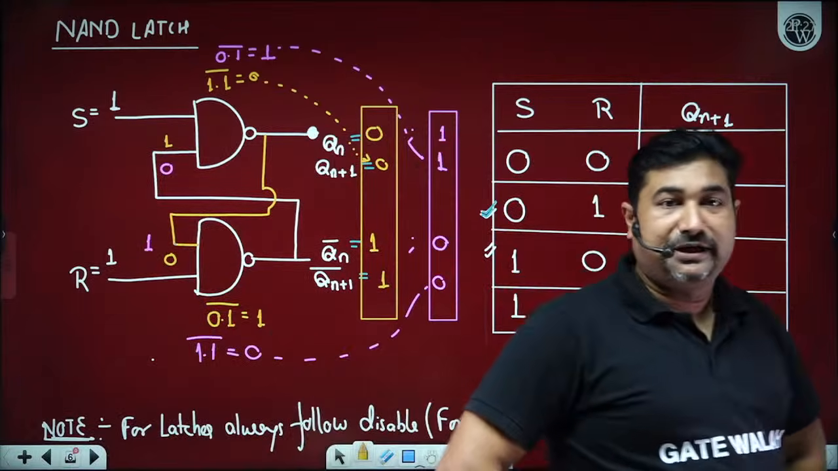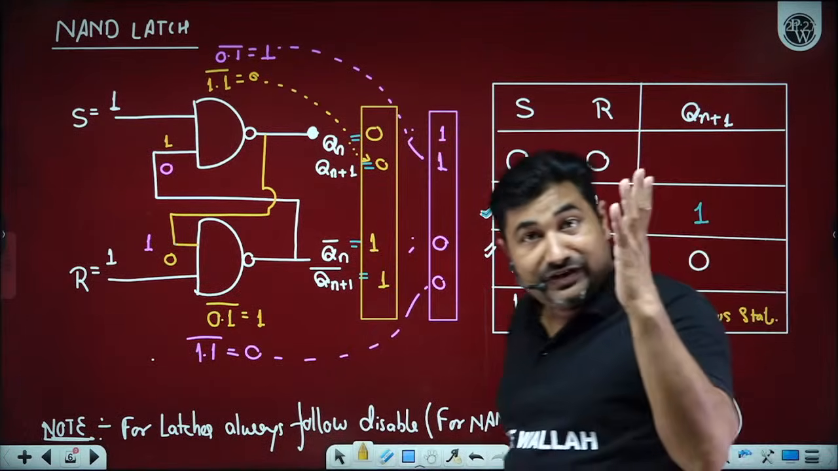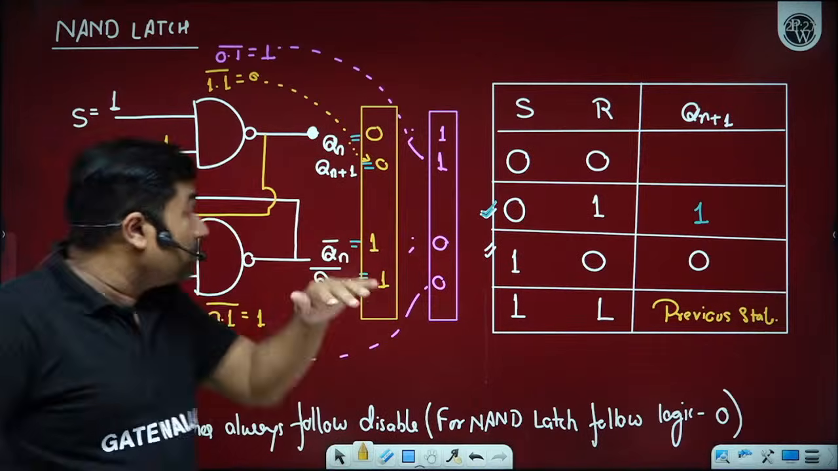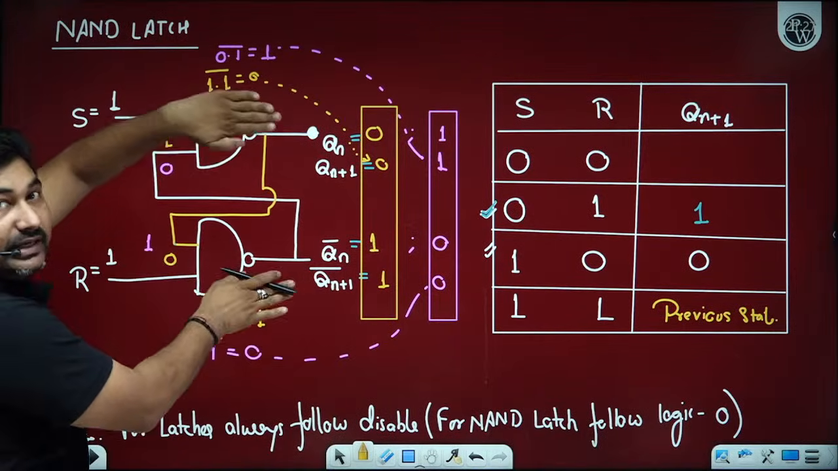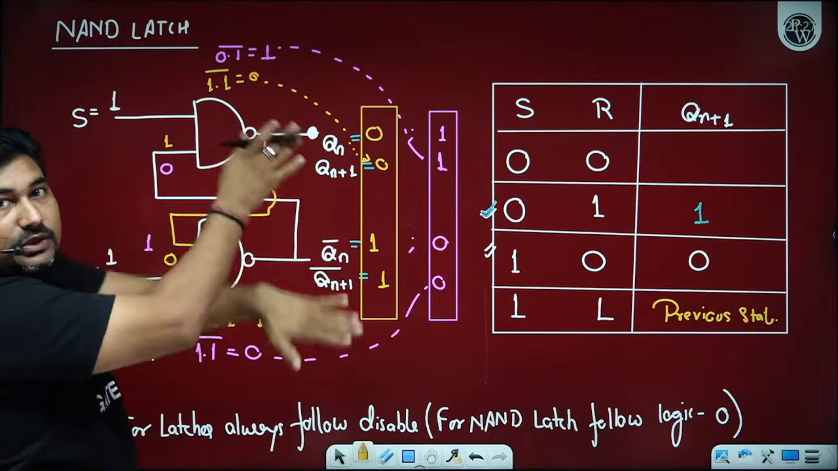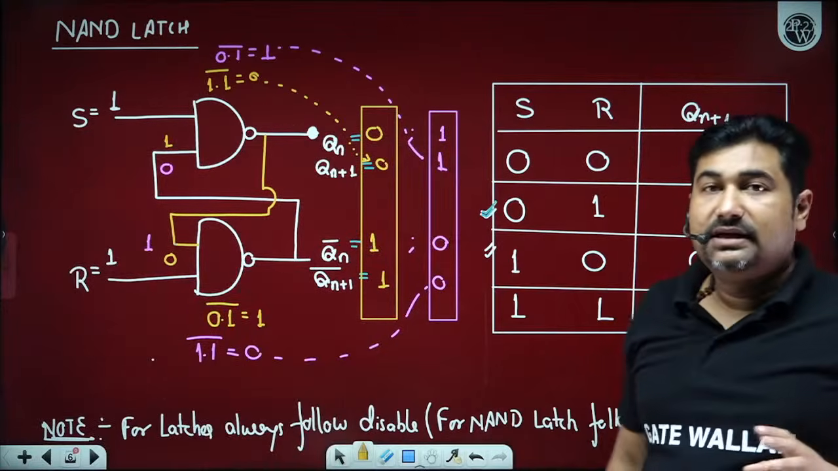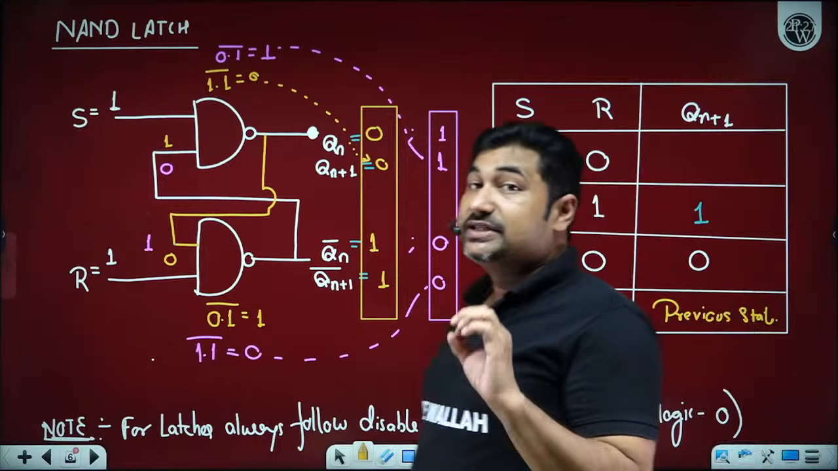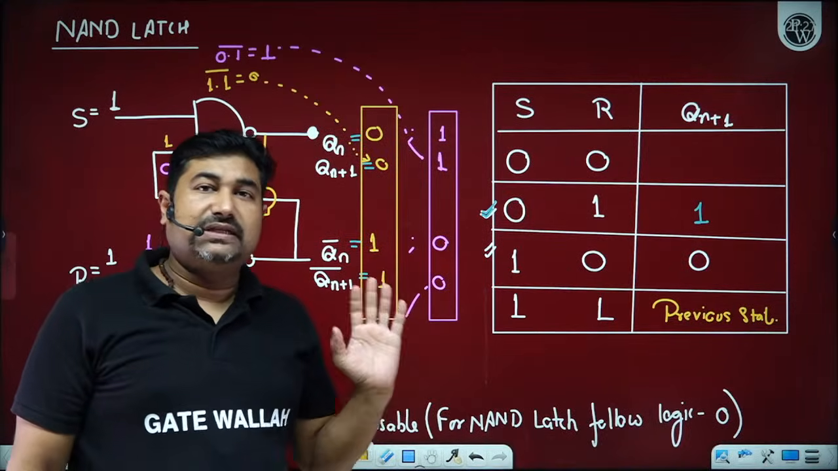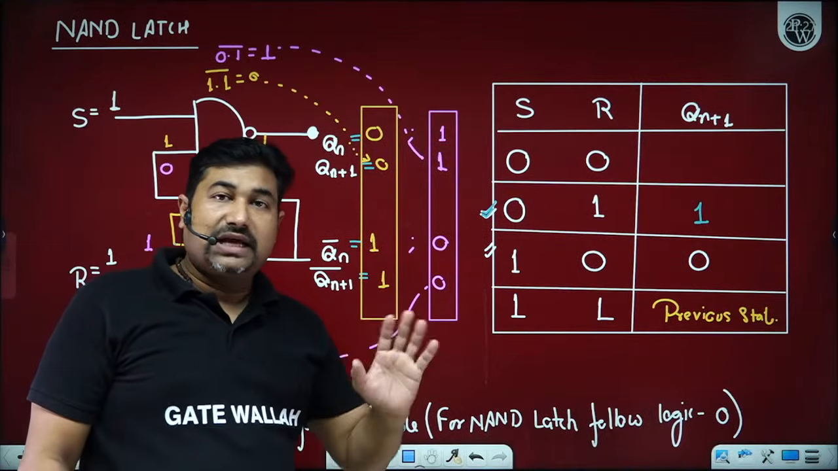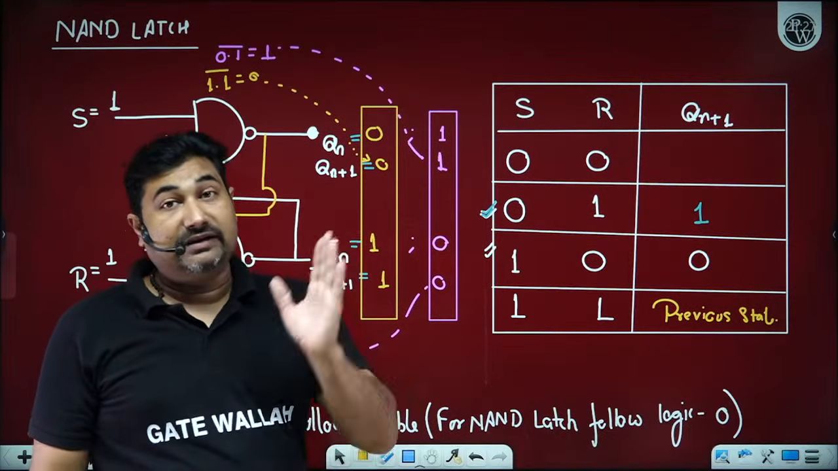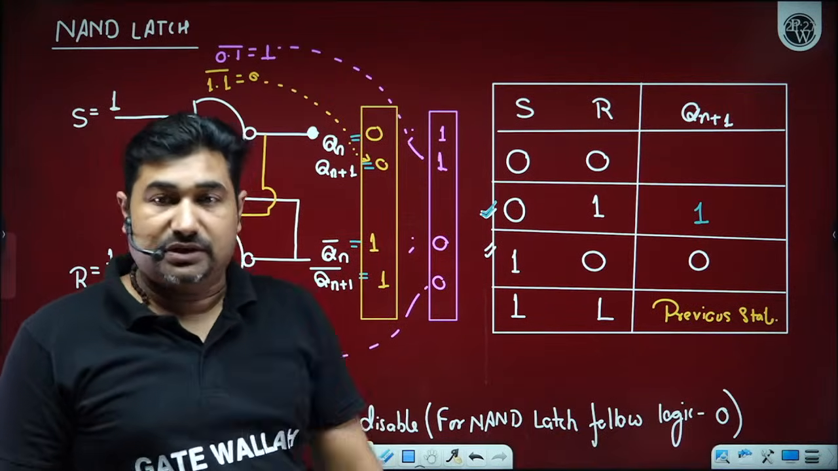It's very important. Latches don't have any fixed truth table. You don't know which one is S and which one is R. They may give you P1, P2, Q1, Q2 and so on. So always follow disable for latches. The basic difference is latches don't have any fixed truth table. However, the defined flip-flop will always have a fixed truth table.